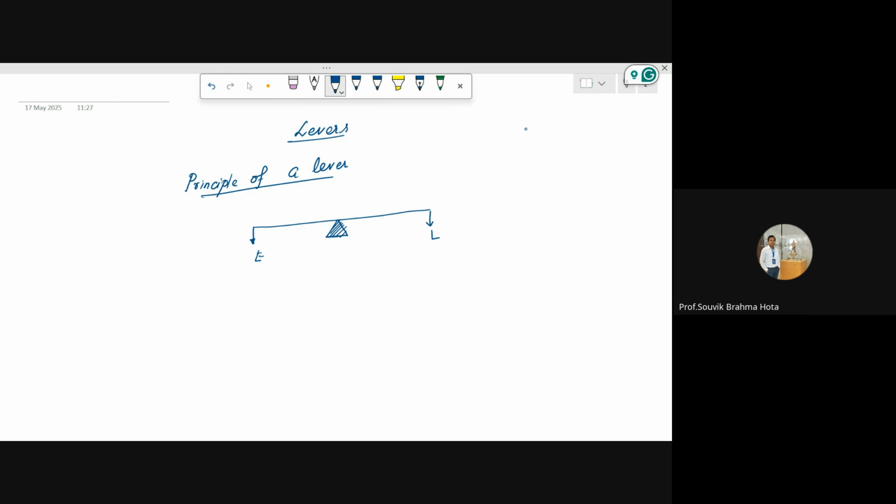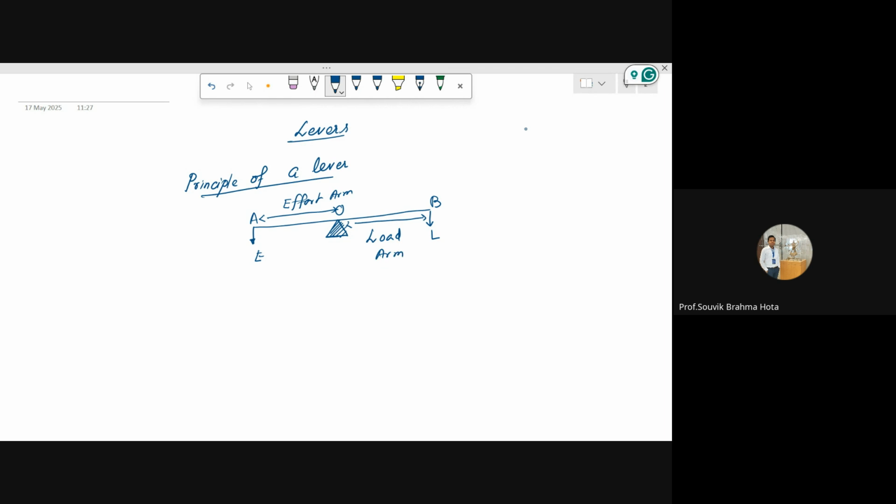Now if I name this fulcrum, I can name it O. Now if this point is A, where the effort is, and this point is B. So what I can say here, this AO is the effort arm, and this BO is the load arm.